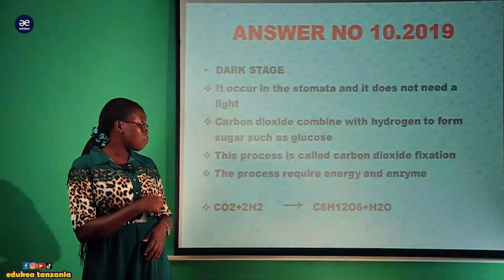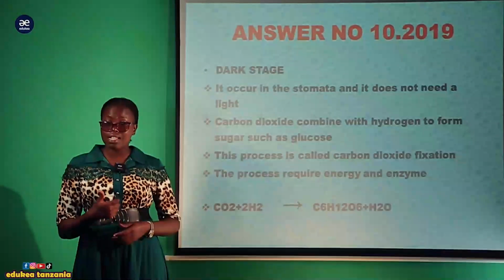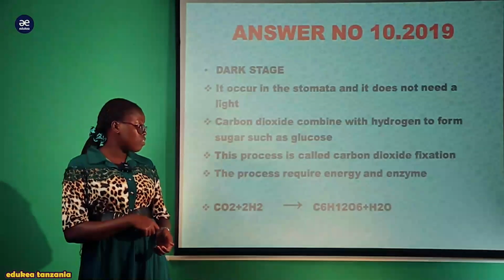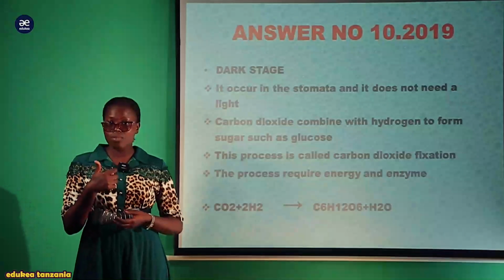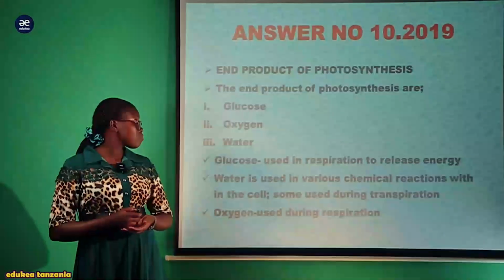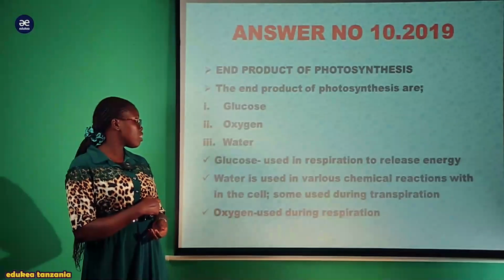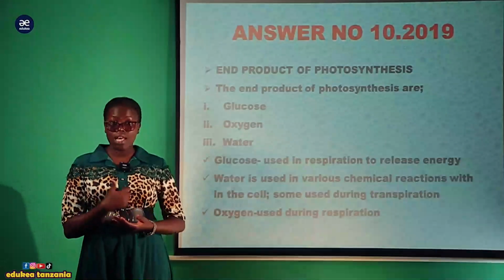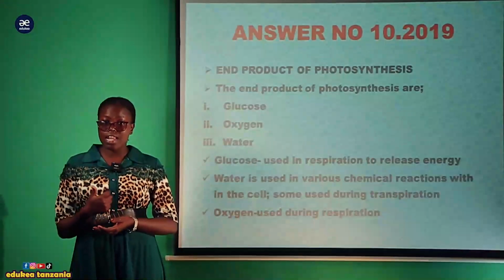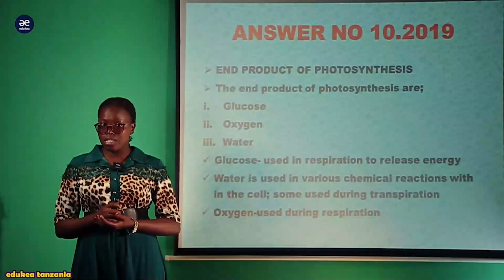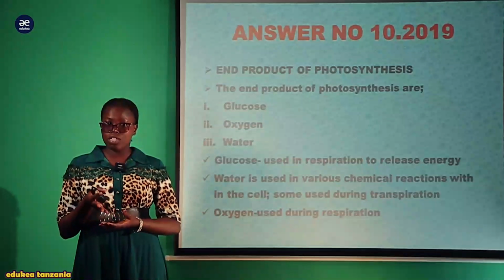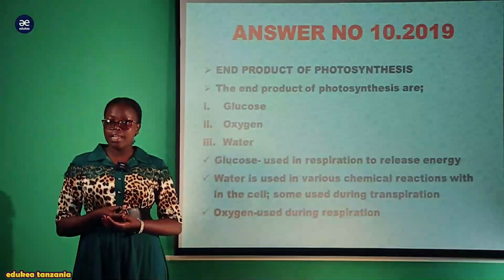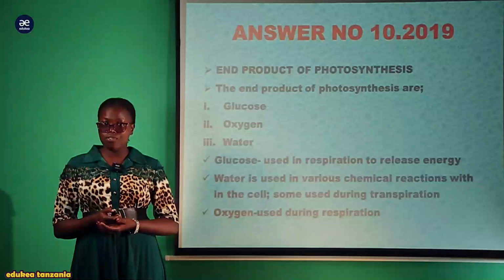Once you combine the products from the light and dark phases, you get three products of photosynthesis: glucose, water, and the oxygen that was produced during the light phase. So the end products of photosynthesis are glucose, oxygen, and water. The glucose and water are produced during the dark phase, and oxygen is released by the splitting of the water molecule using sunlight to form hydrogen and oxygen, where the oxygen is released into the atmosphere for respiration and other gaseous exchange in the bodies of animals.